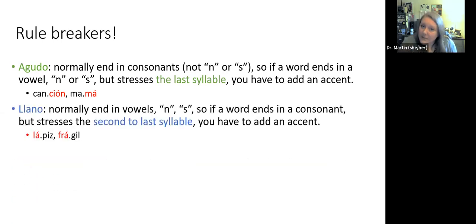Llano. Normally, these end in vowels, N or S. So, if a word ends in a consonant but stresses the second to last syllable, you have to add an accent. Right? So these are words like lápiz or frágil. So notice they end in a consonant. So if the words were going to follow the rule, we would say lapiz or fragil, but we don't say that, right? The word breaks the rule, so we have to add an accent to where the spoken stress is.